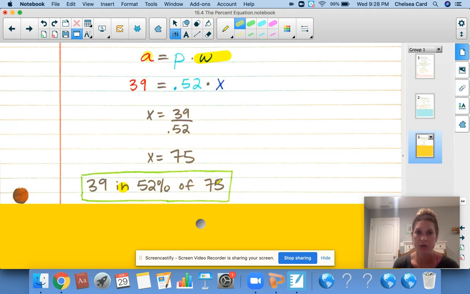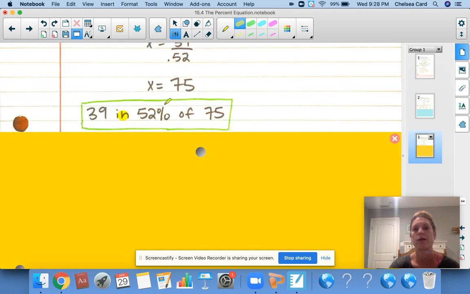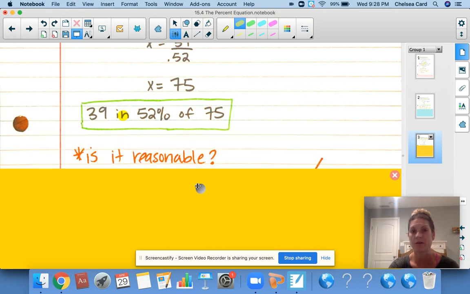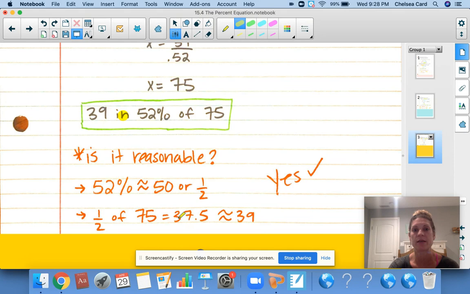Now, how do we check for reasonableness here? Well, let's think. What is 50% of 75? 50% of 75 is half, which means that that is about 37 and a half. Okay, now 39 is really close to 37 and a half, which means that yes, this is reasonable, so that makes sense.